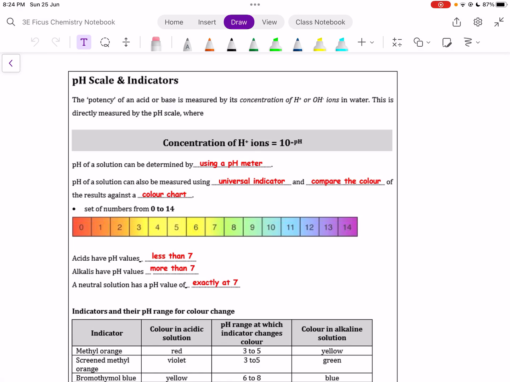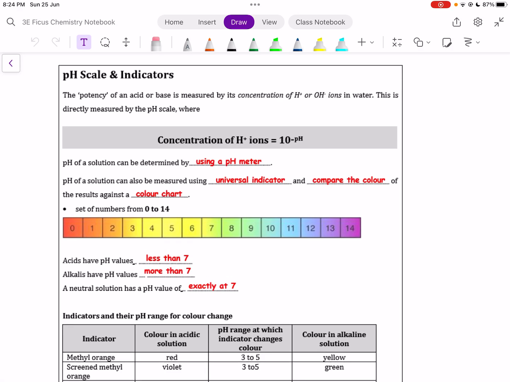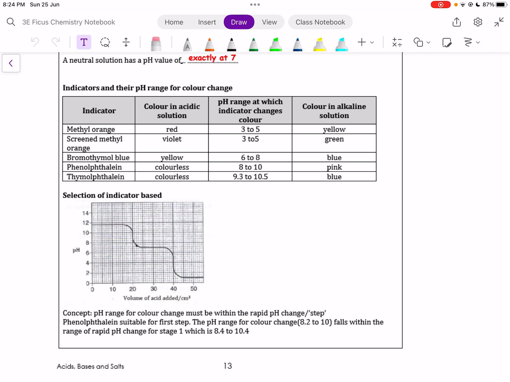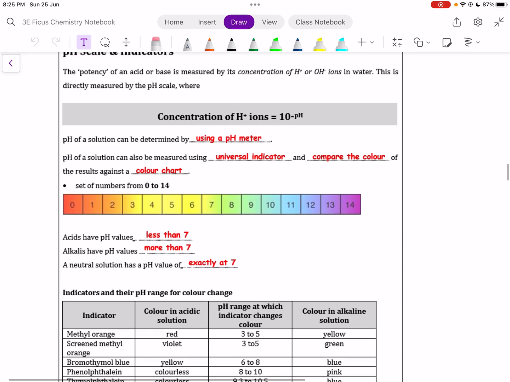Good morning, everyone. We are coming to the fourth lesson on acids and bases. This part will be on the pH scale and indicators, as well as a little part on how to select the right indicators for a titration setup. Of course, later on we will recap the titration setup, and maybe view the whole titration process once again just to refresh your memory.